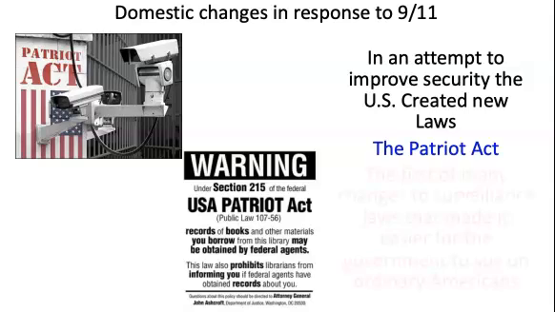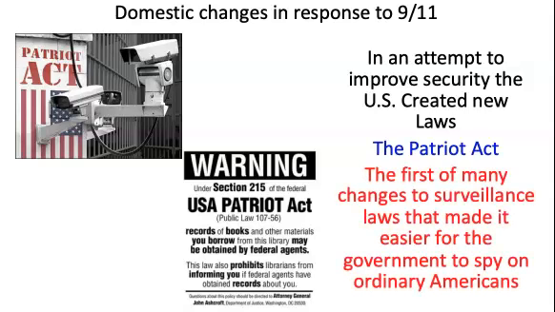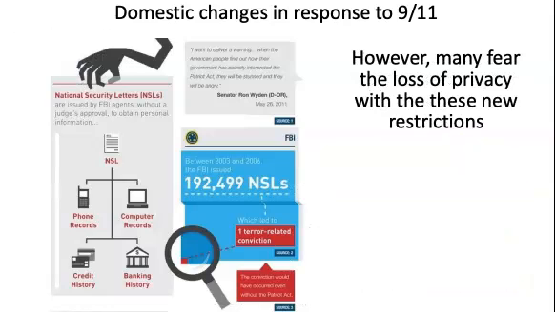Now, it was the first of many changes to surveillance laws, and it made it a lot easier for the government to spy on ordinary Americans. The problem was, though, for many people, this loss of privacy with these new restrictions. In fact, there's been very few convictions under these different national security laws passed since 9/11.